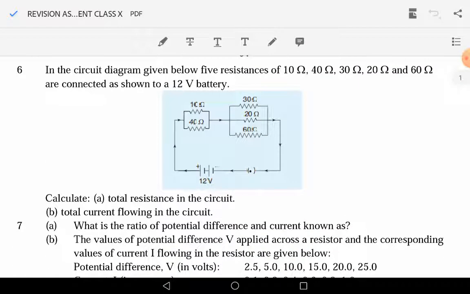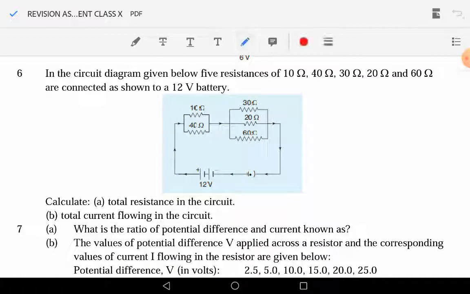Now moving on to question number 6. In the circuit given below, 5 resistances 10, 40, 30, 20, 60 ohm are connected to a 12 volt battery. So 10, 40, 30, 20, 60. Okay, so let us all see what they are asking. First of all, the total resistance in the circuit.